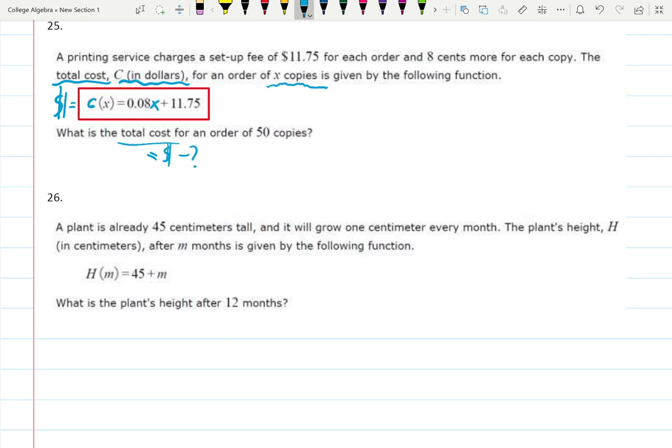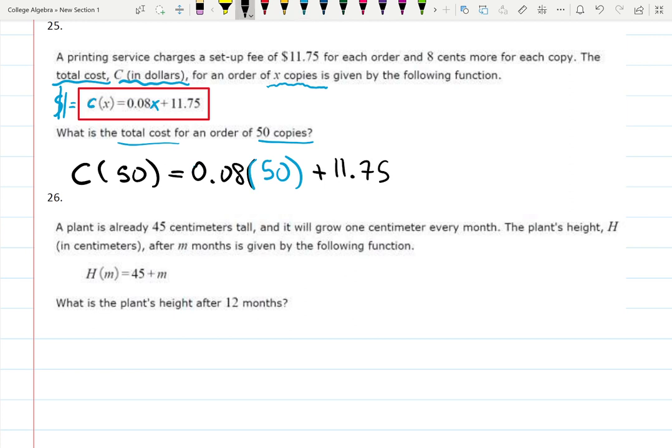We don't know how many dollars. If we sold 50 copies, or we got the order for 50 copies. Okay, so they want me to plug 50 into my C. C at 50. Everywhere you see X, you'll write down 50. 0.08 times, I'll put it in blue color, 50 plus 11.75. And that's going to be, take your calculator, again, don't forget product first, then you add 11.75, and it's going to be $15.75. Put it in the box.